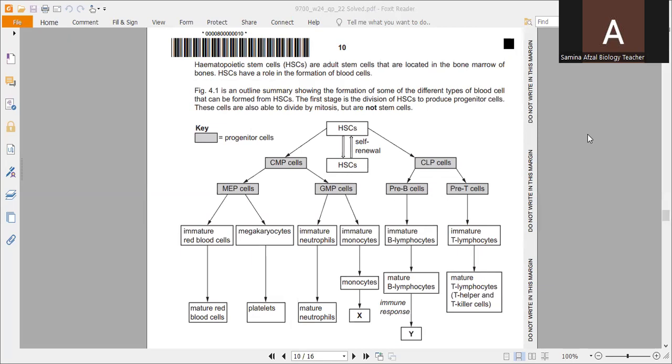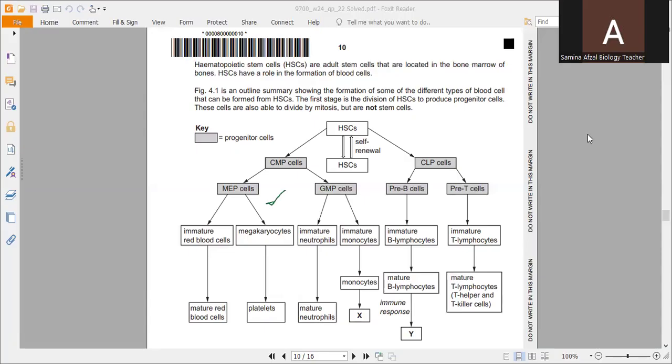The first stage is the division of HSCs to produce progenitor cells. These cells are also able to divide by mitosis but are not stem cells. In the key, progenitor cells have been shown with a dark color. So HSCs divide into HSC self-renewal, CLP cells and CMP cells. CMP cells divide into MEP cells and GMP cells. MEP divides into immature blood cells, and these immature cells will further change into mature red blood cells.